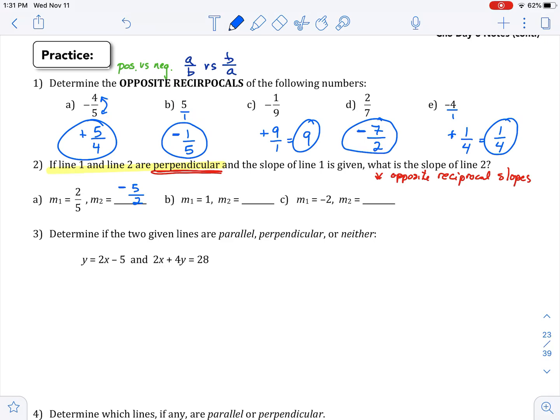If we take a look at letter B, again, we have a positive slope to start. I'm going to write it as 1/1, which is equivalent to that 1. But if the first line is positive, the second line is going to have a slope that is negative 1 divided by 1, which is just the number -1. The last example here gives me a slope that is -2. And when they give me that slope that is -2, I'm going to write it as -2 divided by 1. And then the opposite reciprocal is now going to be positive. Flip the numerator and denominator, that's 1 divided by 2.